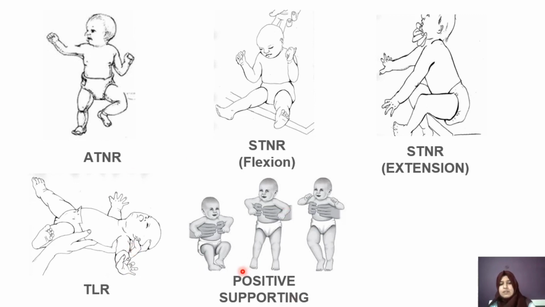Next is the positive supporting. In this, the baby should be in the vertical suspension position, and the feet should press the mat. Then the baby tries to hold his weight and tries to walk. This is the response and the stimulation, and the integration period of the positive supporting is 6 months. This is all about the tonic reflexes, or we can also say the brainstem reflexes.